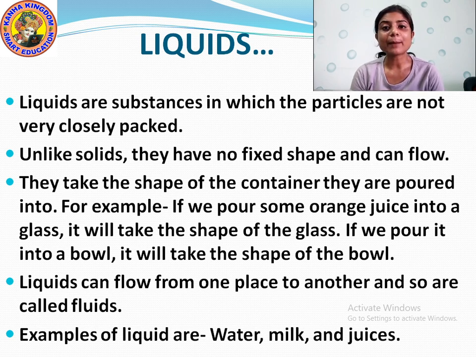Understood? Examples of liquids are milk, water and juices. Liquids are substances in which the particles are not very closely packed. Since the particles are not very closely packed, they do not have a fixed shape and they can flow easily. A liquid takes the shape of the container in which it is kept. For example, if you keep orange juice in a glass, it will take the shape of the glass. If you pour the orange juice into a bowl, it will take the shape of the bowl.